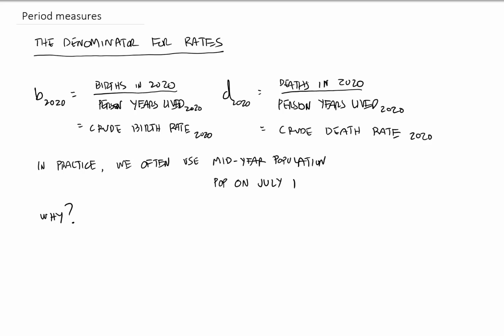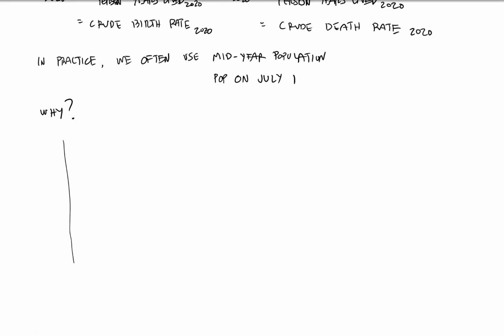So if you look in official statistics, typically what they use for the denominator of these rates is the mid-year population. That is their estimate, their best guess at the population in this area that we're looking for on July 1st of each year. So how do they get from the mid-year population to the person years lived? Well, let's draw a little picture, because I like drawing pictures.